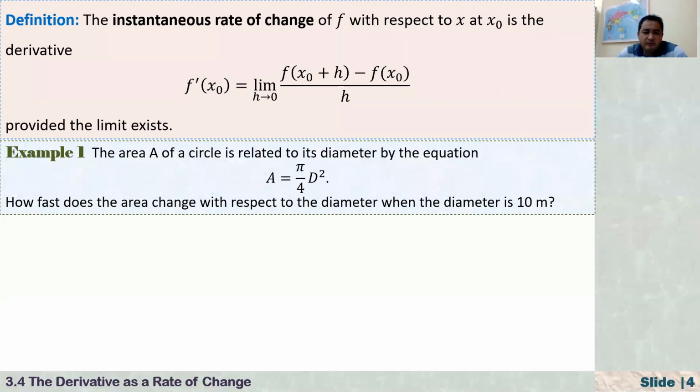So for example, the area A of a circle is related to its diameter by the equation. Here D is a diameter, that is 2r, right? And the 2r is equal to the diameter, and it's given by this equation. The question is, how fast does the area change with respect to the diameter when the diameter is 10 meters?